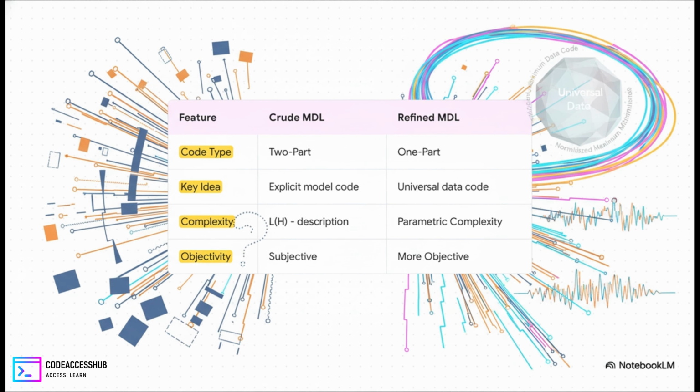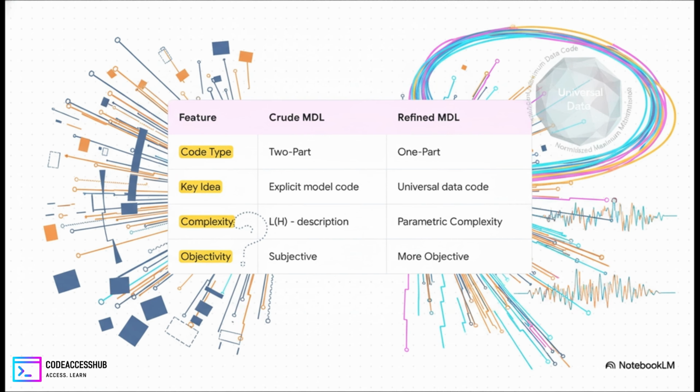The cost of the model, that L of H, could be a bit subjective. It depends on how you decide to write it down. So refined MDL came along to make things much more objective. Instead of that two-part code, it uses this really clever single universal code. And get this, the complexity penalty is no longer about how long it takes to write down the model. Instead, it's about the model's flexibility.